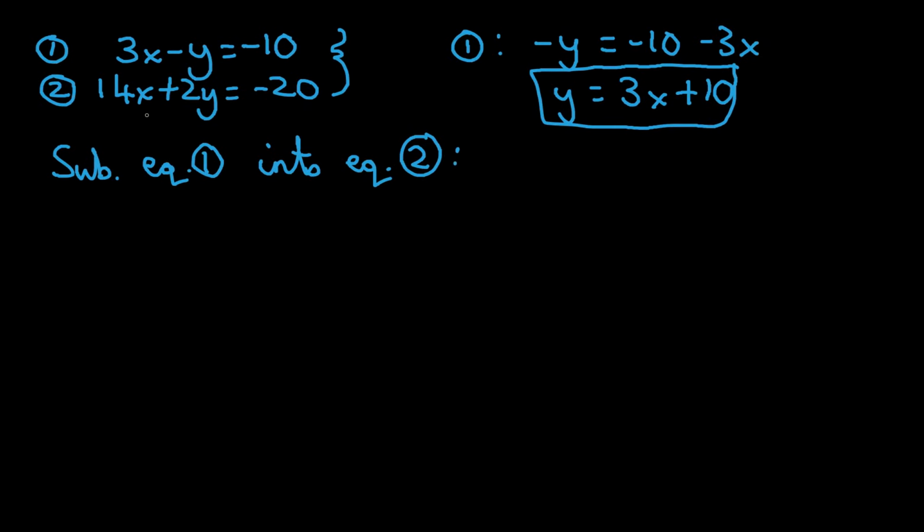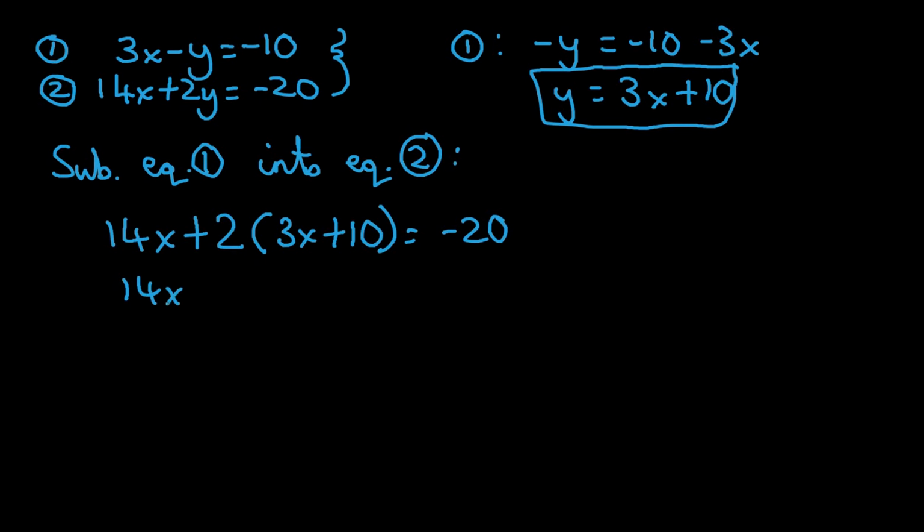We say 14x plus 2y, which is equal to 3x plus 10. 2 times 3x plus 10 is equal to negative 20. Expanding this bracket, 14x plus 2 times 3x is 6x. 2 times 10 is 20. Is equal to negative 20.